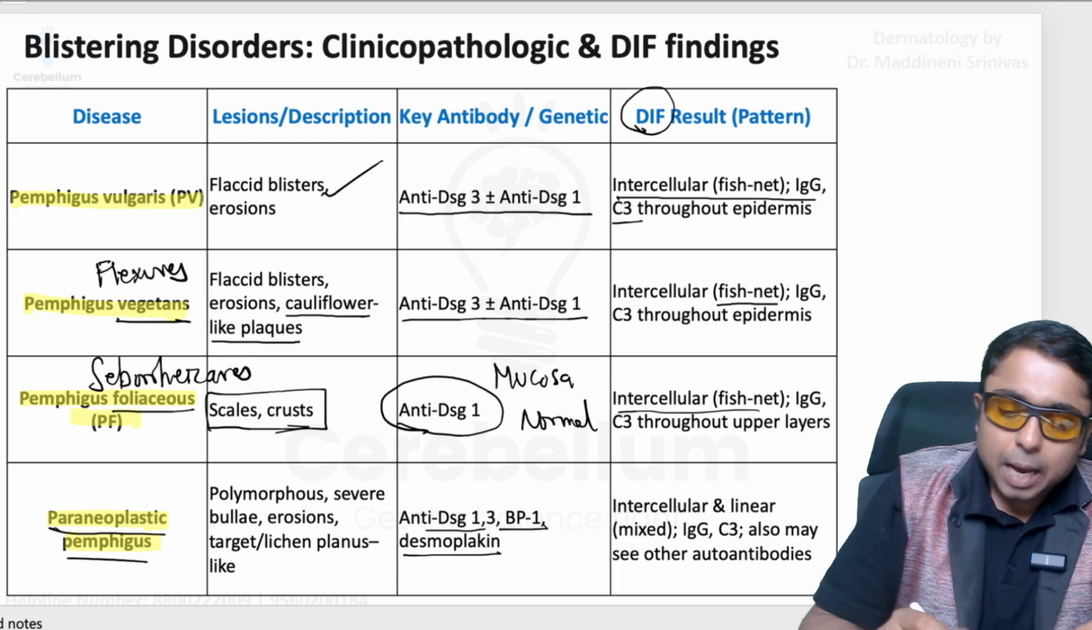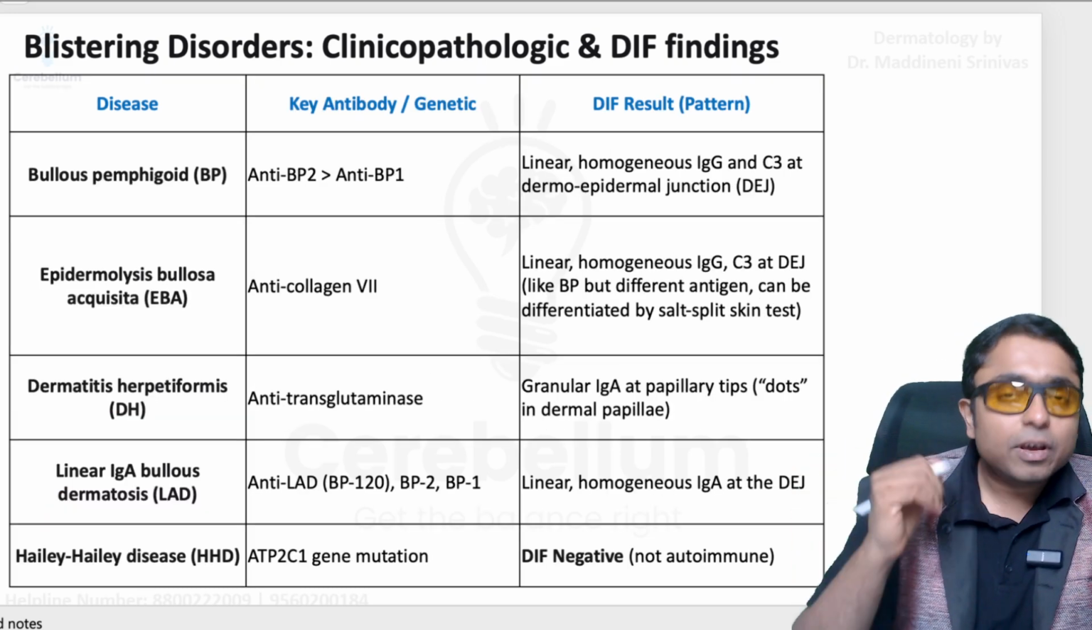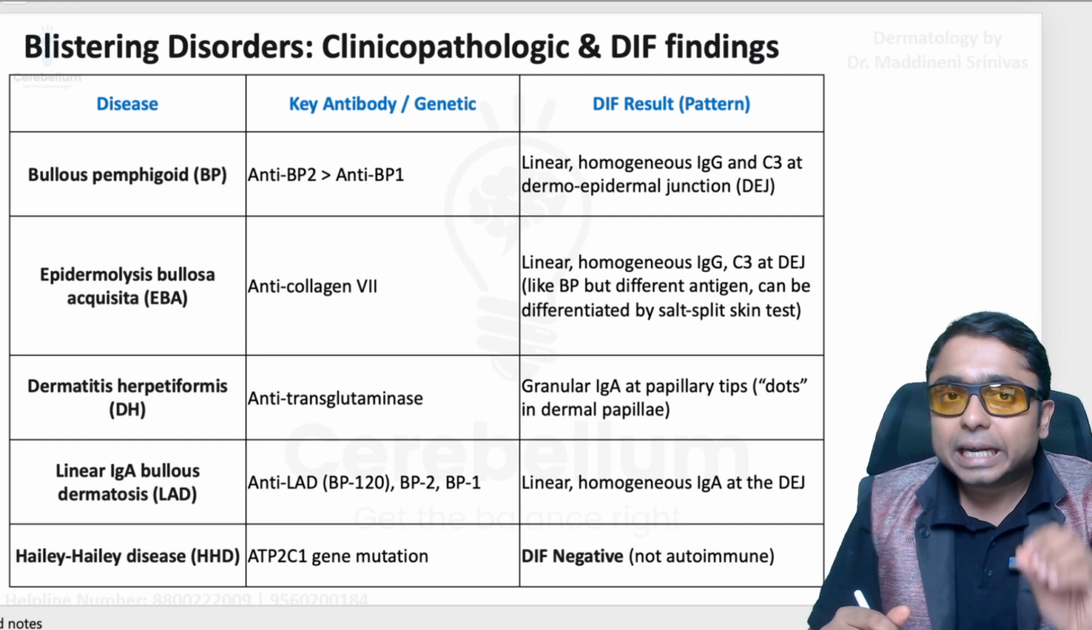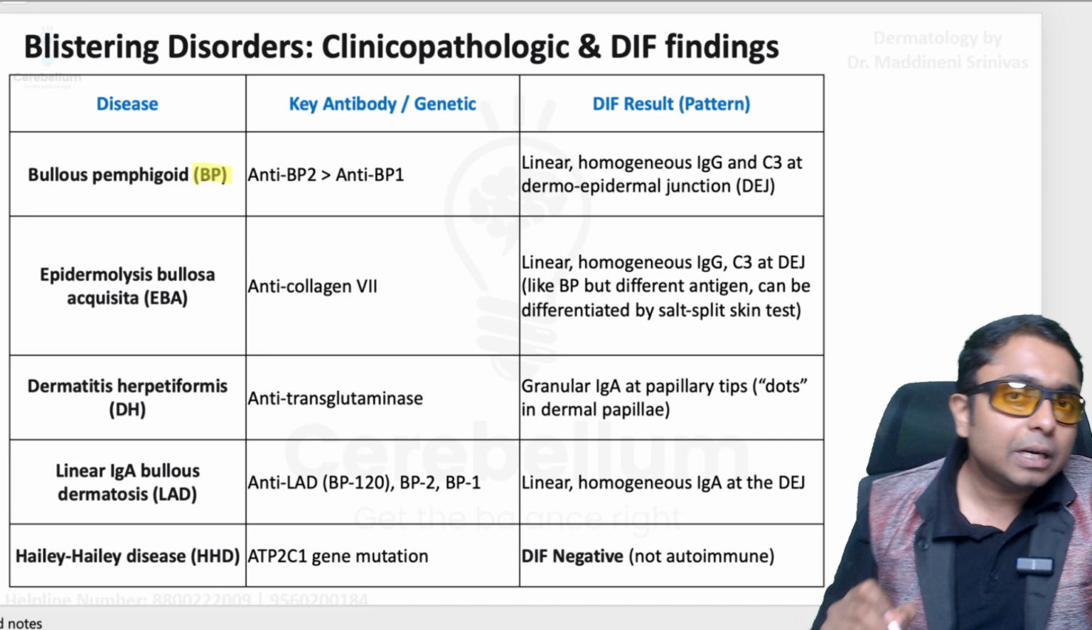Okay, so this is about the intraepidermal blistering disorders. So here we are going to see the next slide. It is regarding the subepidermal blistering disorders. So the first one we are going to discuss is BP, that is bullous pemphigoid.